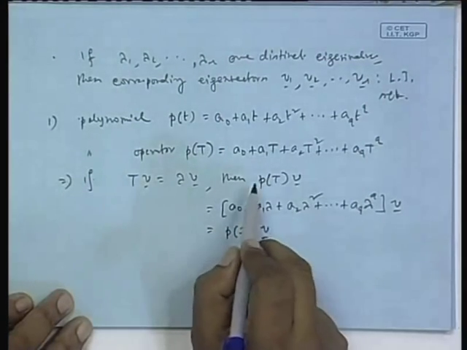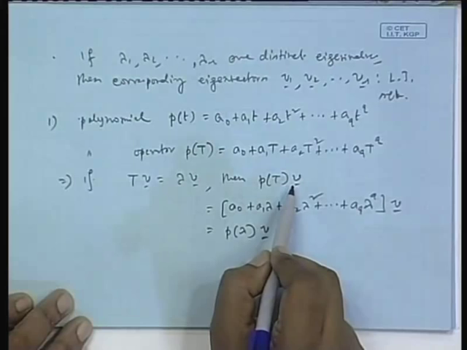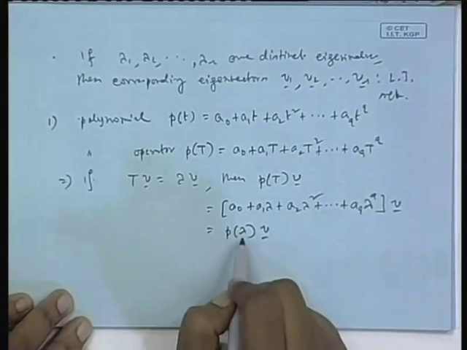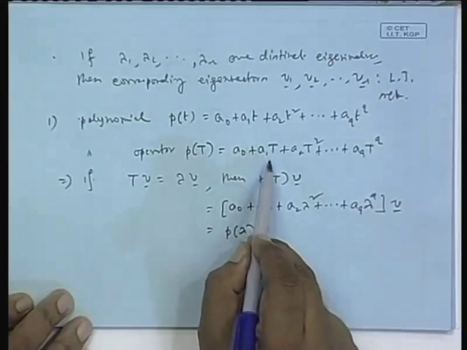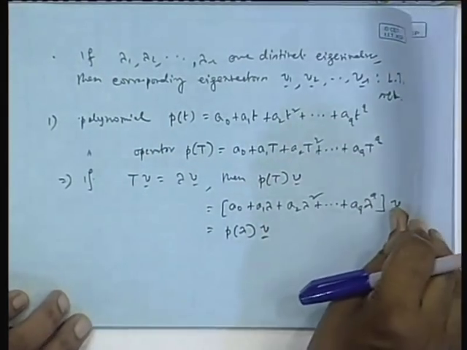So, if you have an operator in polynomial form that works on an eigenvector, the resulting thing is the eigenvector multiplied by a scalar, where in place of the operator you substitute the eigenvalue. This is one property.